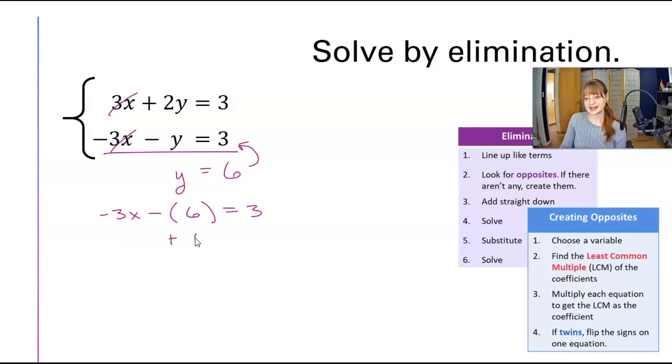So now I can add 6 to both sides. That will go away. I get negative 3x equals 9. Divide both sides by negative 3, and I get x equals -3. Our solution here is -3, 6.